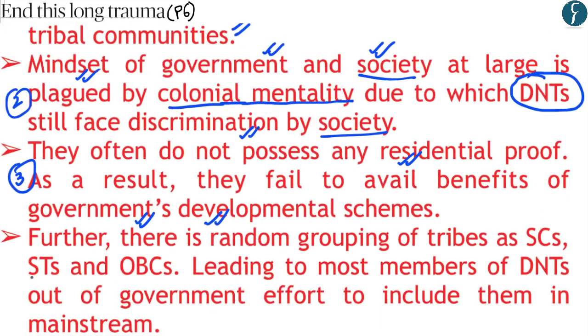And apart from this, a main problem which is highlighted by the author is that there is a random grouping of tribes as being scheduled castes, scheduled tribes and OBCs, and this leads to most members of de-notified tribes not being able to form a collective group and ensure that the discrimination that was caused by the British government and the continued colonial mentality is removed.